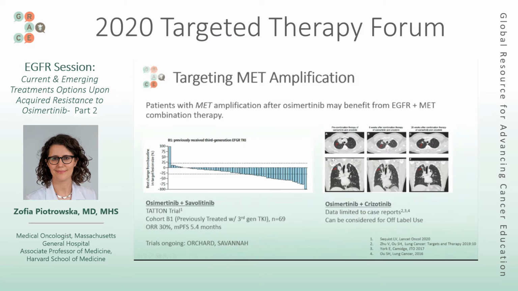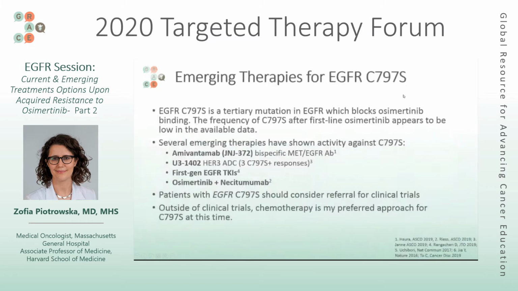So we do sometimes think about this for off-label use, since both of these drugs are FDA approved if patients have MET amplification and we don't have access to a clinical trial. For patients with EGFR C797S, which is this tertiary mutation in EGFR that blocks binding of osimertinib and causes the development of acquired resistance, there are some emerging treatment strategies, although I will say that these are also still quite experimental and we're still learning quite a bit about them.